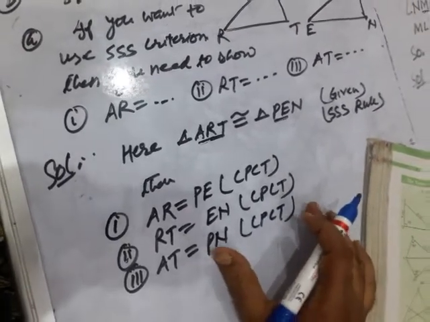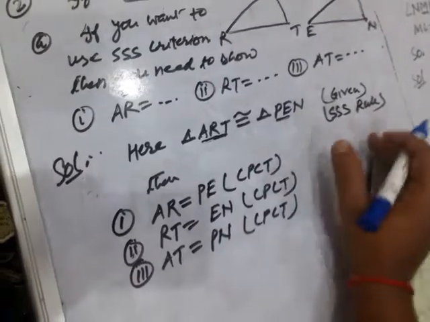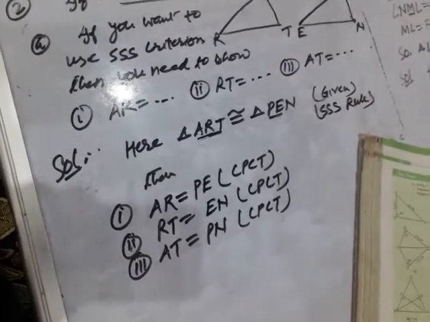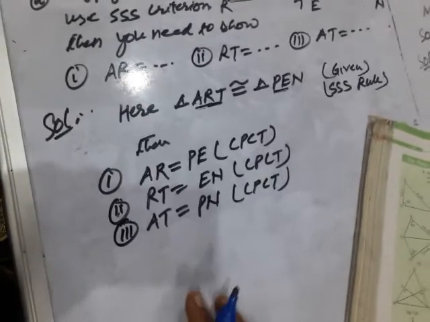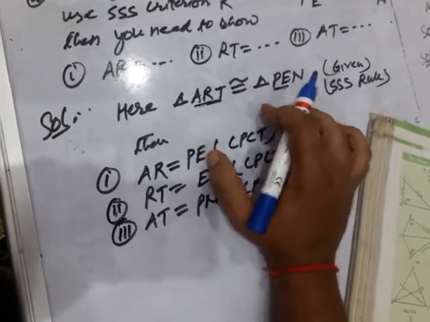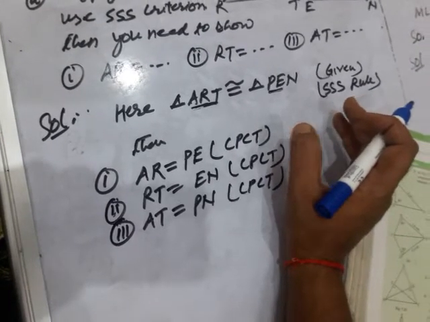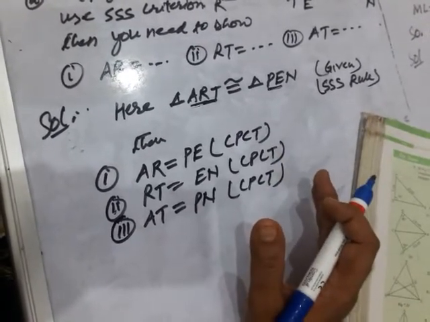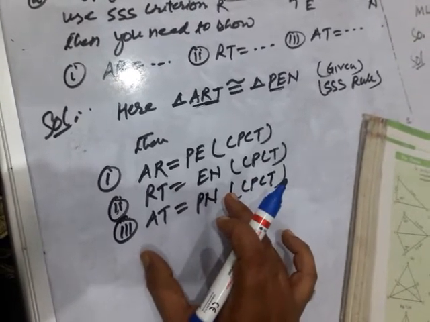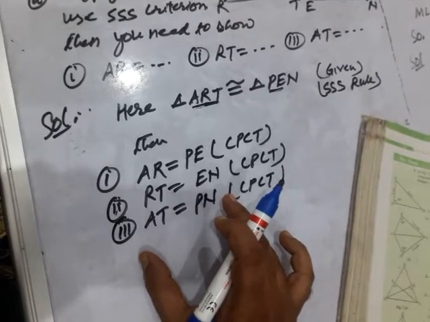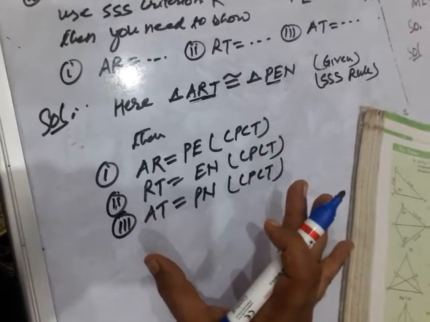We can take CPCT only if it is given that the two triangles are congruent, or after showing that two triangles are congruent, otherwise no. Clear? Here it is given that triangle ART and triangle PEN are congruent by the triple S rule. Then their corresponding parts are equal. How many corresponding parts are there, children? 3 corresponding sides and 3 corresponding angles are equal. Means 6 parts are there that can be taken using CPCT.